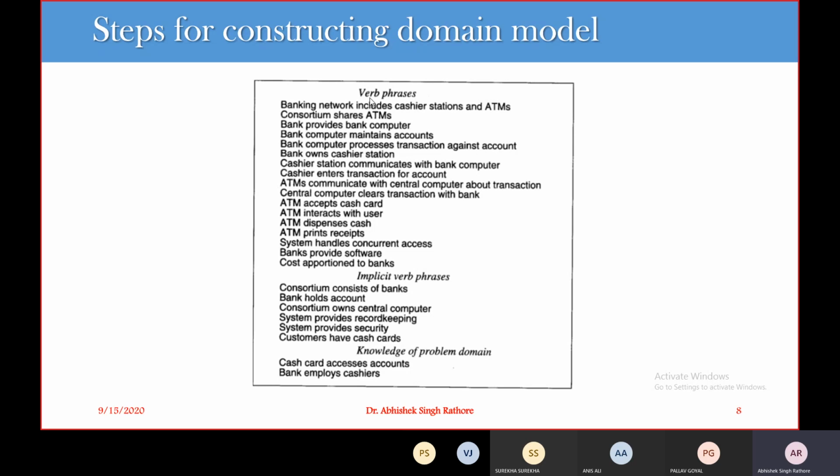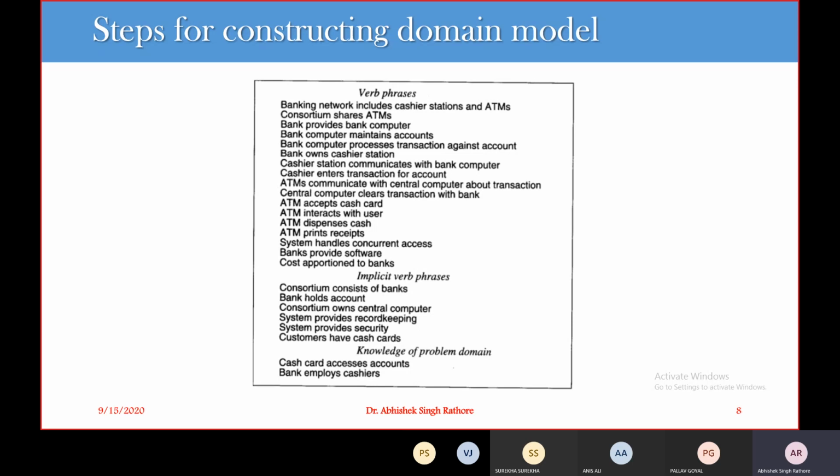In addition to identifying noun phrases, we can have some verb phrases that are available. So these are different verb phrases. Considering these verb phrases for our example, we have banking networks that include cashier and station. So these might be classes, then the consortium that shares ATMs. We can identify all those things as classes. Then we can have some implicit verb phrases like consortium consists of banks.